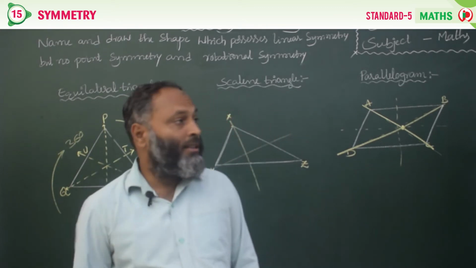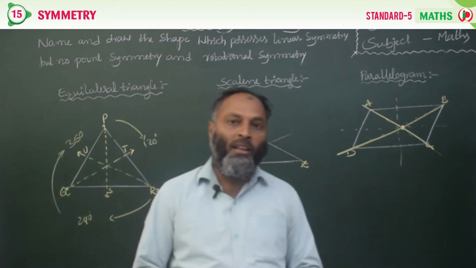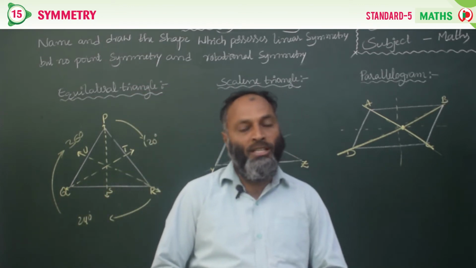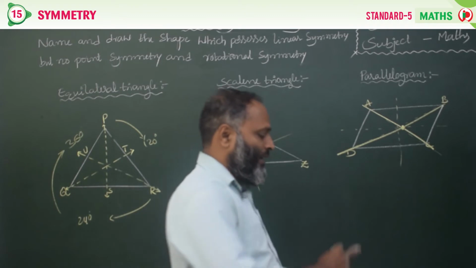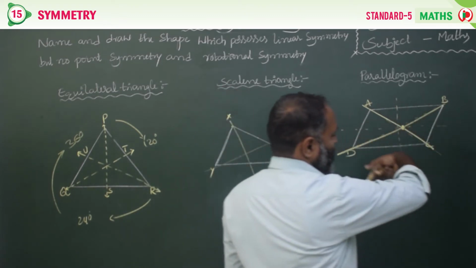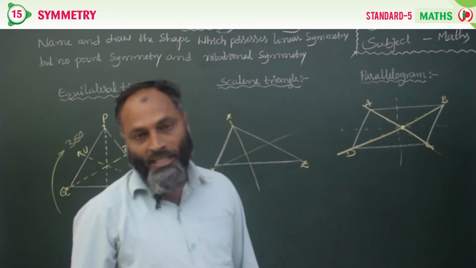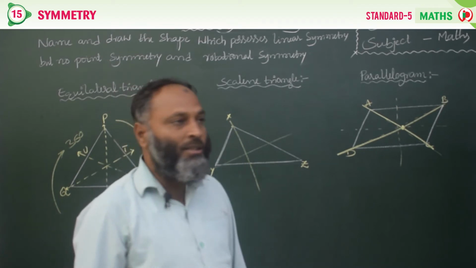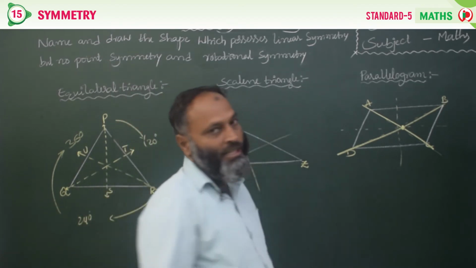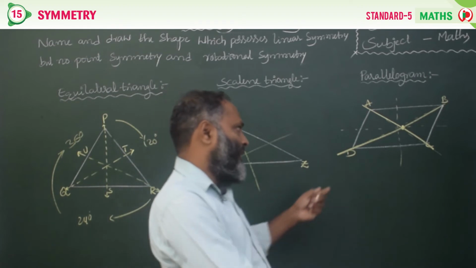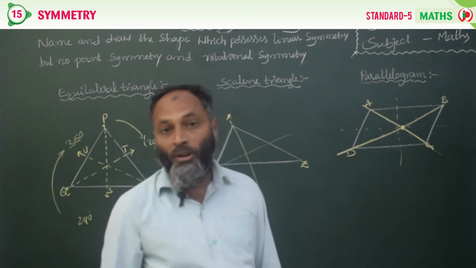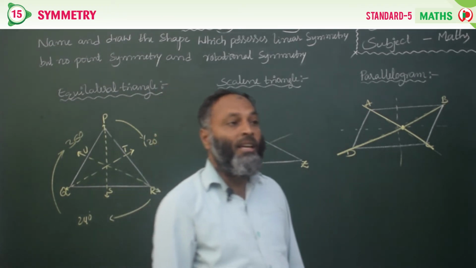Okay. Then rotational symmetry. Here the parallelogram has 2 rotational symmetries. One is at 180 degrees. If you turn it by 180 degrees, you will get the same shape, and again at 360 degrees you will get the same parallelogram shape.